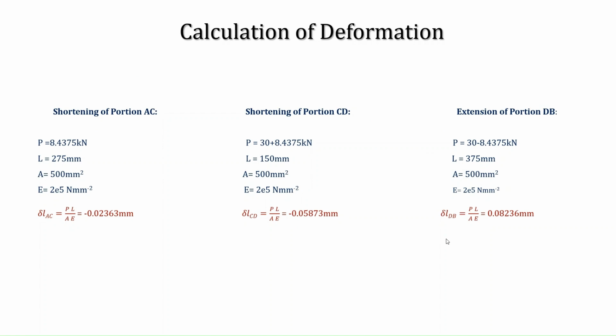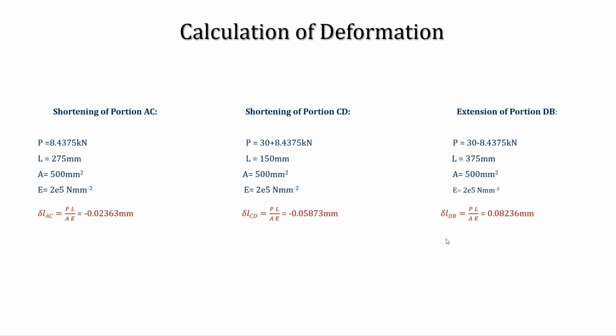So first portion is AC. So we do know the magnitude of the load P, and upon substitution into the mathematical model, that is P into L by A into E, we get the value of the deformation, which is equal to minus of 0.02363 mm. Similarly, in the portion CD. So these are all shortened due to the application of the compressive forces. The magnitude here is minus of 0.05873 mm.